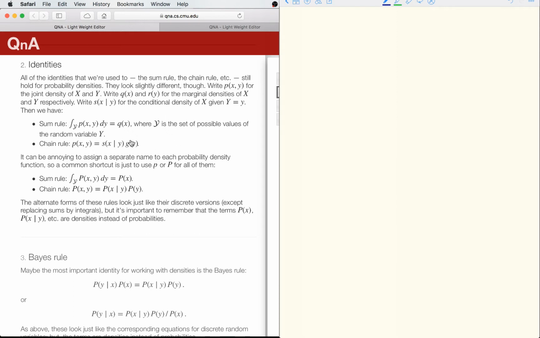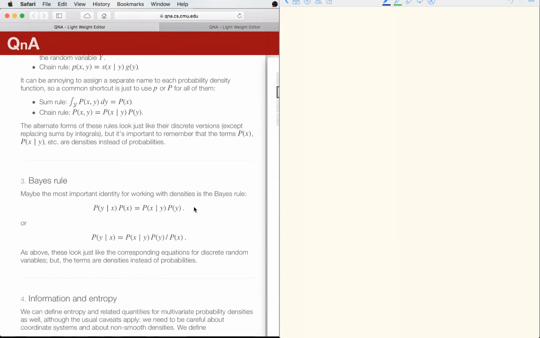Now, I've written a separate letter for each one of these densities, but it's a very common shortcut to not assign a separate name to every density and just use the letter P for all of them. With that convention, the sum rule becomes that the integral over y of P of x, y is P of x, and the chain rule becomes that P of x, y is equal to P of x given y times P of y. These versions look exactly like the discrete versions, except for replacing sums by integrals, but don't get confused because these are densities and not probabilities.